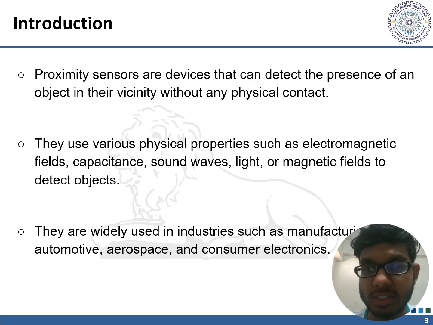So what are proximity sensors? Proximity sensors are devices that can detect the presence of an object in their vicinity without any physical contact. They use various physical properties such as electromagnetic fields, capacitance, sound waves, light or magnetic field to detect objects. They have a very wide range of applications. They are widely used in industries such as manufacturing, automotive, aerospace, and consumer electronics.